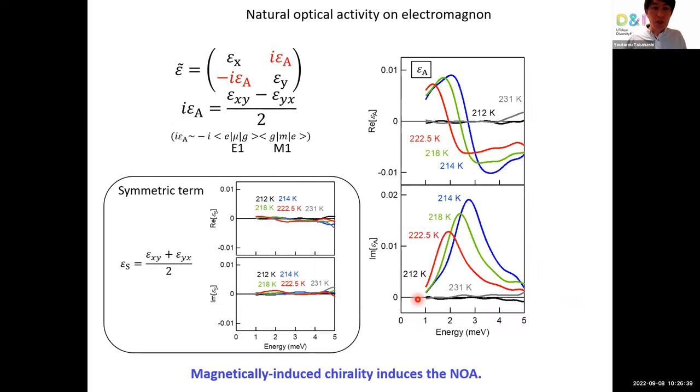So we deduce the anti-symmetric part and symmetric part from the obtained off-diagonal spectrum. As you can see here, in the symmetric part, there is no resonance. But in contrast, the anti-symmetric part shows a clear resonance structure. This result indicates that the material shows optical activity, and the spin spiral state induces chirality to the matter.